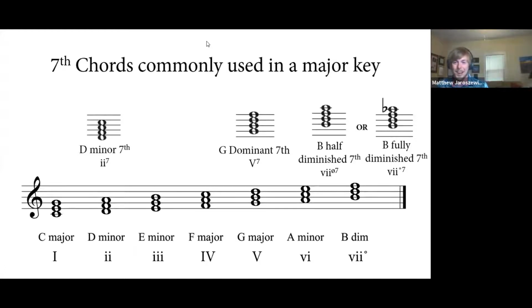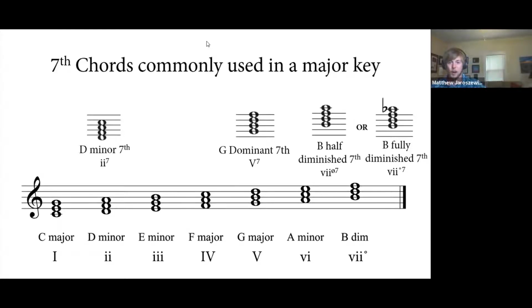A flat, of course, does not appear in the key signature of C major, but the fully diminished 7th chord is used in the context of a major key. It's the one chord that's commonly used that's built upon one of these notes that we have to look out for.